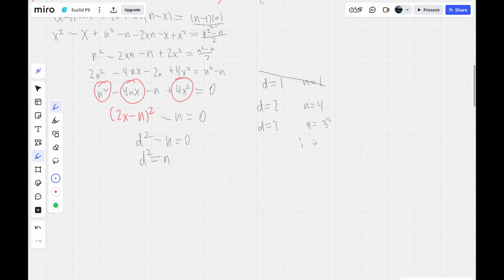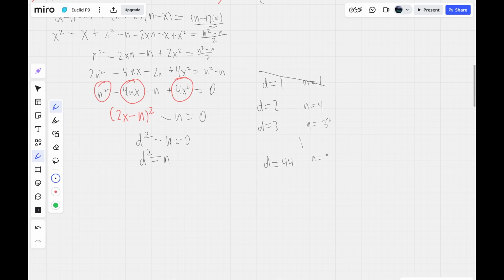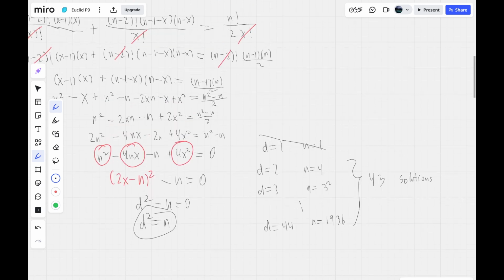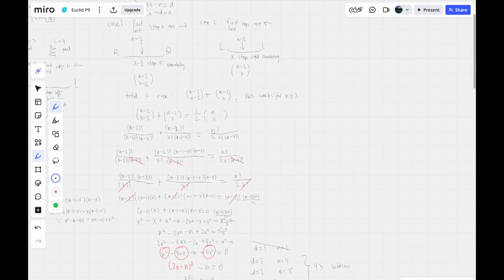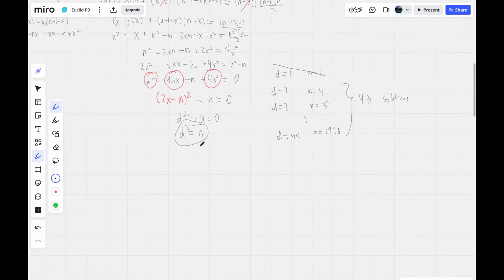And if you like, you can list all of them. This works up until the square root of 2024. So d equals 44 and n equals 1936. That is the last solution, and this gives a total of 43 solutions. It's just when d squared is equal to n. So in summary, what we have so far is that if n is at least 2, then n must be equal to d squared.